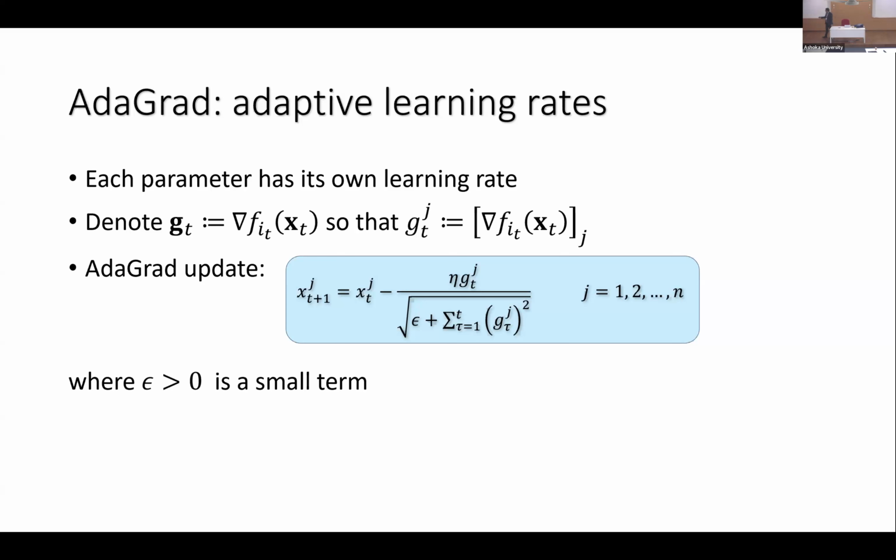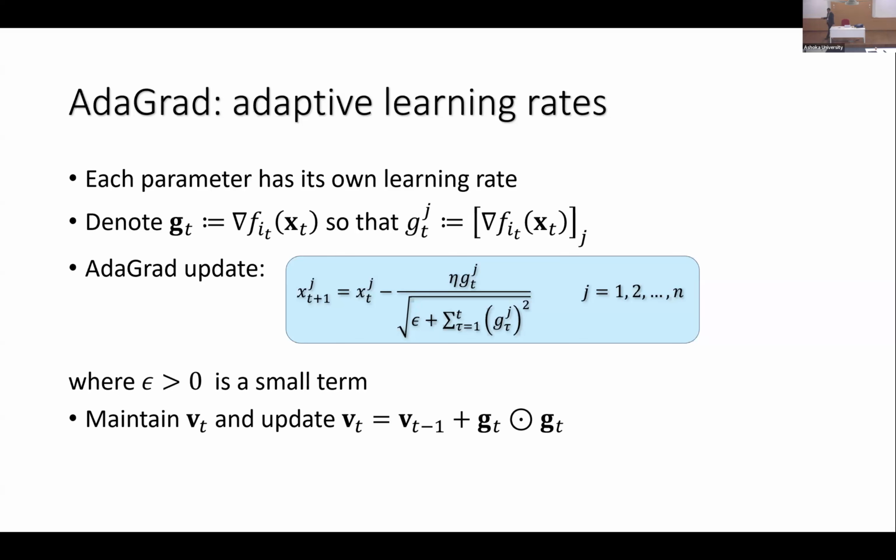Essentially, it is adapting the step size to the actual value of the gradient. The intuition is that for some j all the gradients could be large, and for some j all the gradients could be small, and therefore you can use different step sizes for different j's. j's means dimensions. So that is the idea.